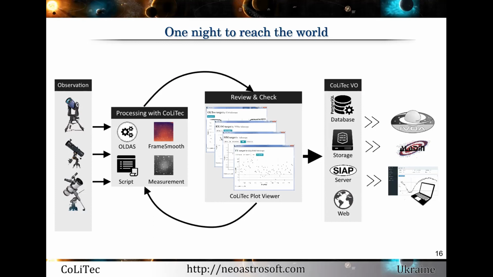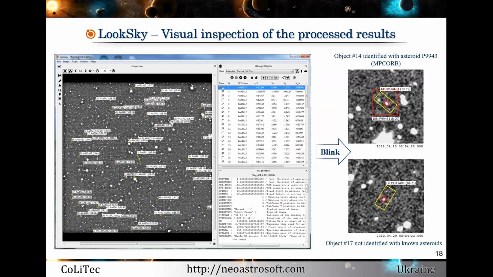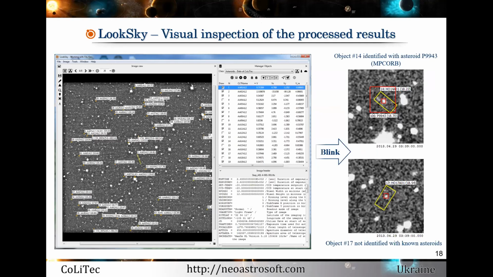Regarding the processing stage, you can find detailed information about our developed methods in a few important publications in journals with impact factor 5 and more. Also, the CoLiTec software is equipped with a modern viewer of the obtained results with a user-friendly GUI. LookSky runs independently of the main program and can be used for independent review of CoLiTec processing results while the main program is processing data.